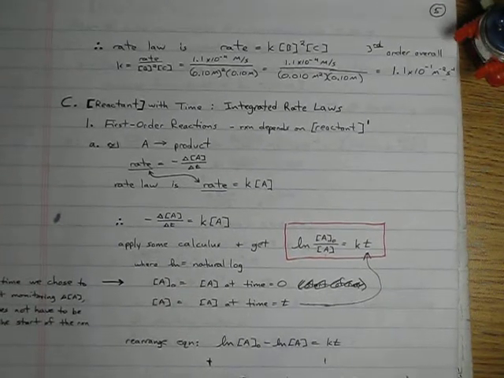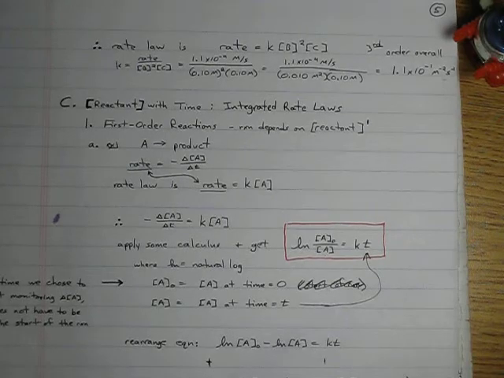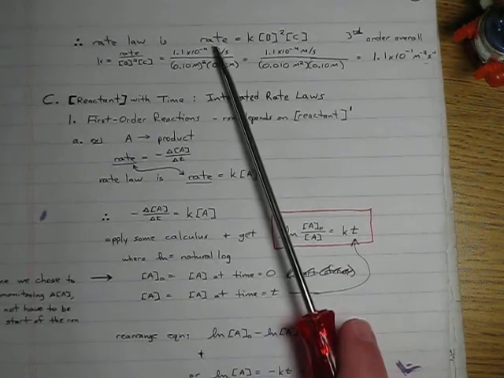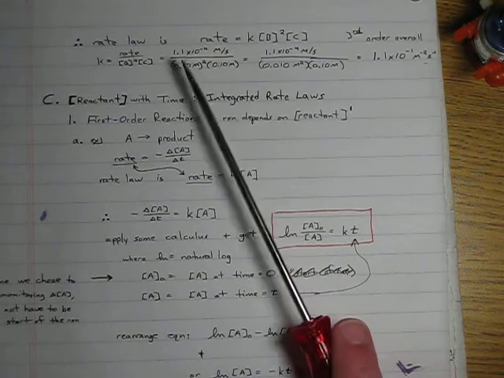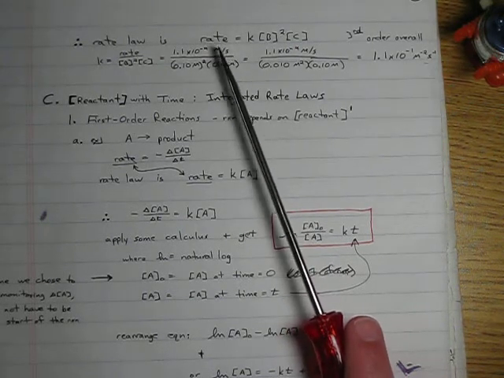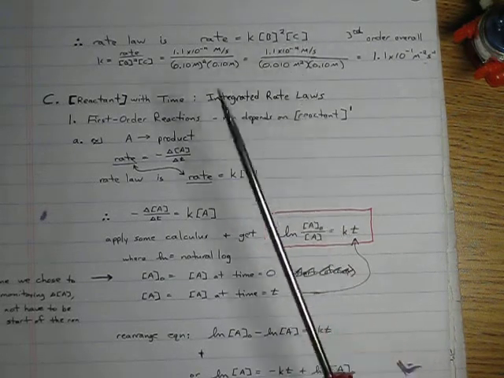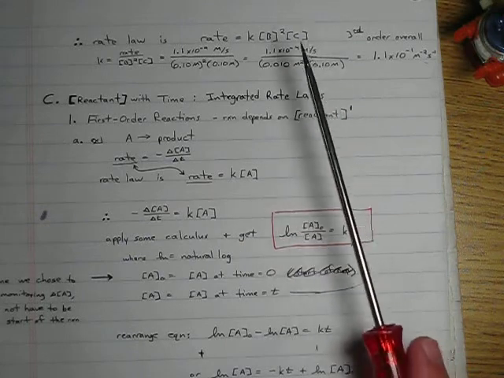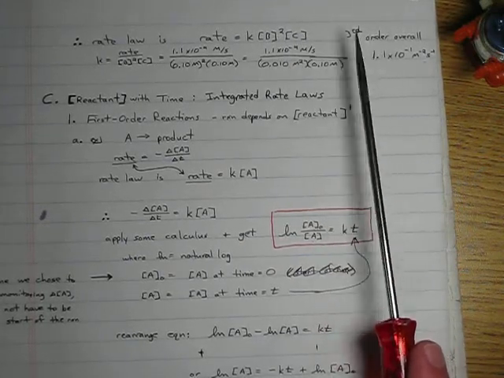So the result is our rate law: rate equals K times the concentration of B to the 2nd power times the concentration of C. Note this is third order overall, because 2 plus 1 is 3, third order overall.